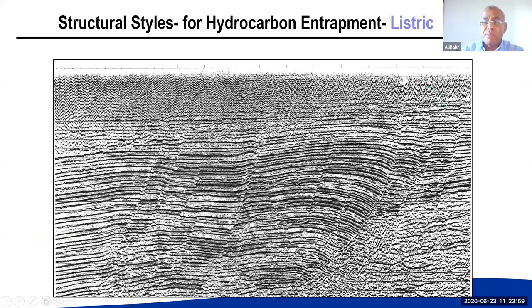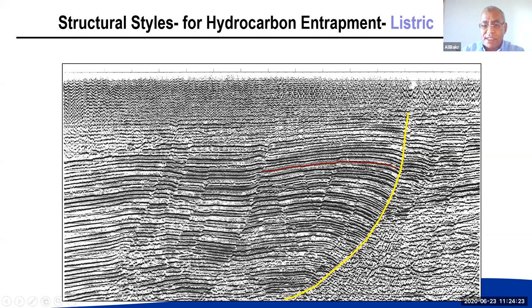Another example from the seismic, see the shape of the fault itself. It looks like a crescent in here. And also you have some sort of rollover anticline. This also represents the type of structure style of the rollover anticline that is associated with the listric fault. Here in the interpretation, you can see the fault and you can see the anticline on the downthrown side.